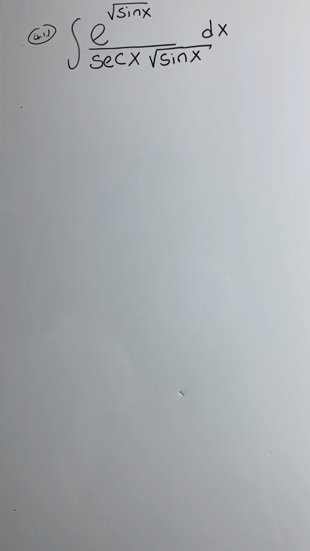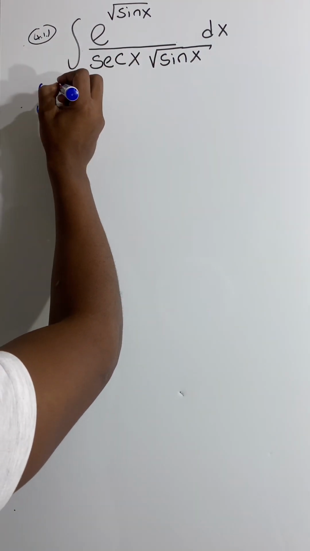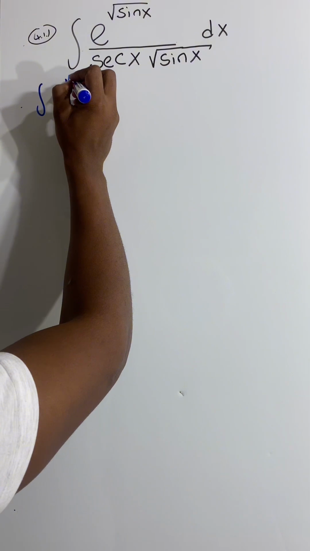Question 4.1.1, we have to evaluate the integral of e to the power the square root of sine x over sec x multiplied by the square root of sine x dx. Before we integrate, let's rearrange our integral.